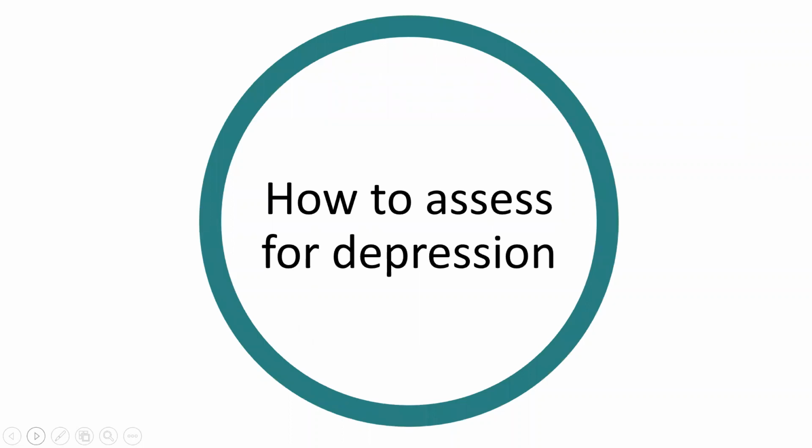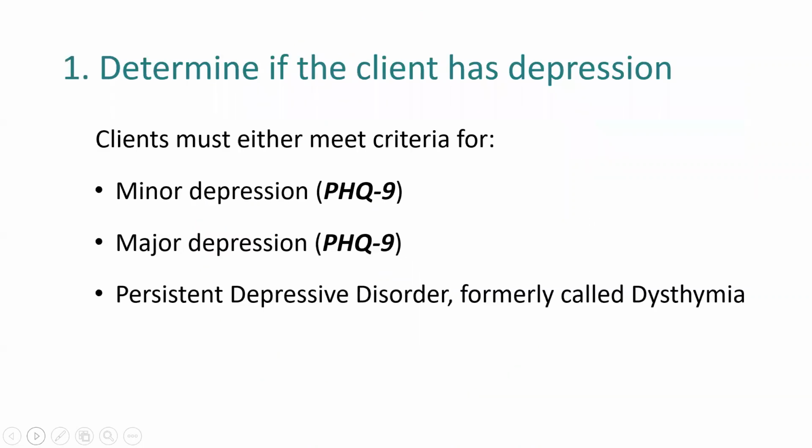First, how to assess for depression. In PEARLS, you determine if the client has clinically significant depression by administering the PHQ-9 to see if they meet criteria for minor or major depression, and if not, asking the persistent depressive disorder screen, which is formerly known as dysthymia.